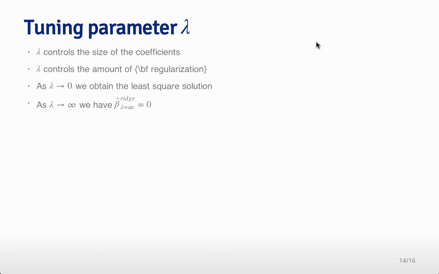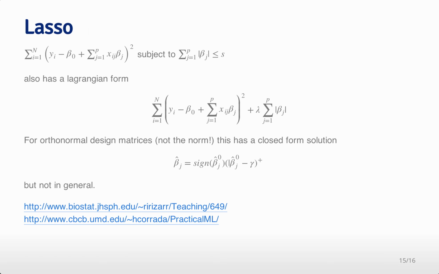So the tuning parameter lambda controls the size of the coefficients. Lambda controls the amount of regularization. As lambda gets closer and closer to 0, we basically go back to the least squares solution, which is what you get from a standard linear model. And as lambda goes to infinity, in other words, as lambda gets really big, it penalizes the coefficients a lot, and so all of the coefficients go towards 0. So picking that parameter can be done with cross-validation or other techniques to try to pick the optimal tuning parameter that trades off bias for variance.